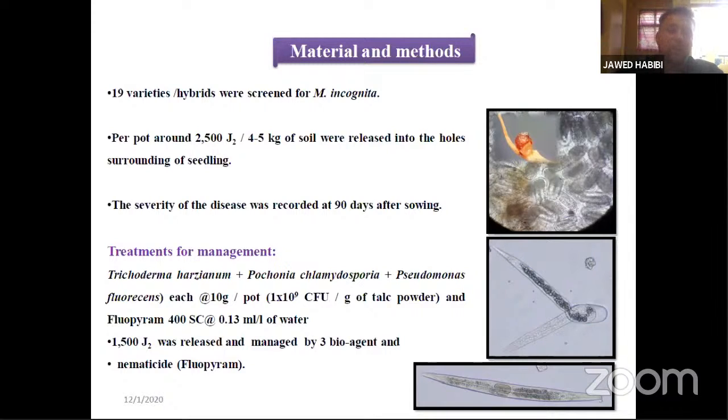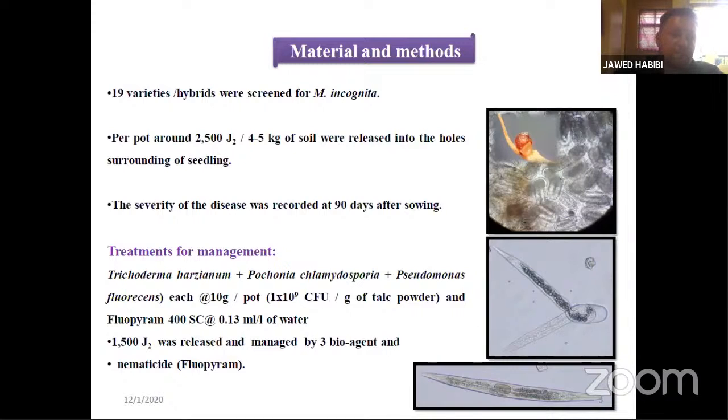For management, the treatments I used were 3 bioagents, Trichoderma asperellum, Purpureocillium lilacinum, and Pseudomonas fluorescens, at the rate of 10 grams per pot, and also 1 nematicide, Velum Prime or fluopyram, at the rate of 0.3 ml per 1 liter of water.